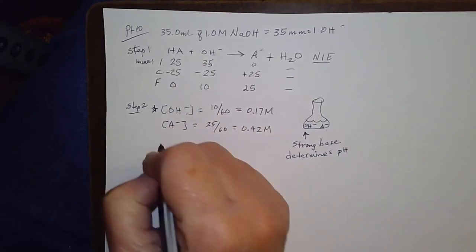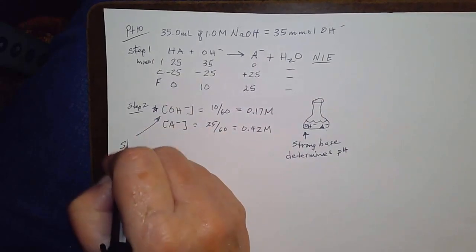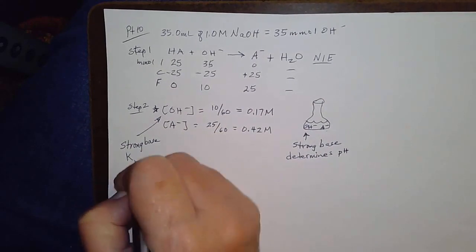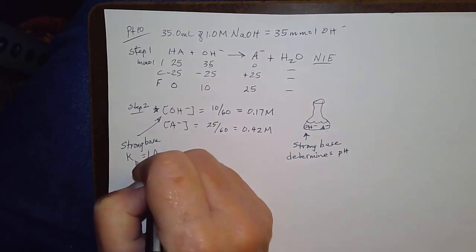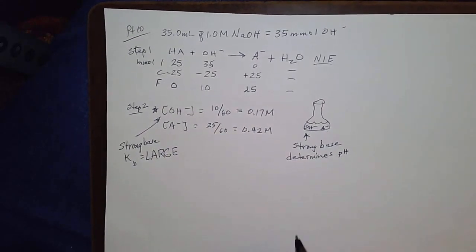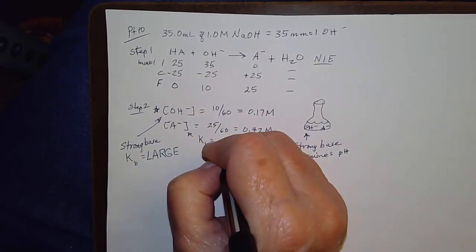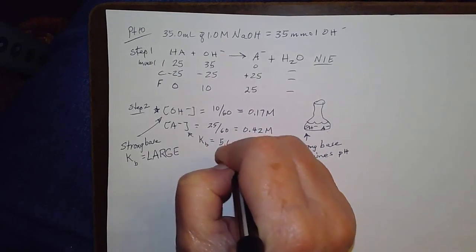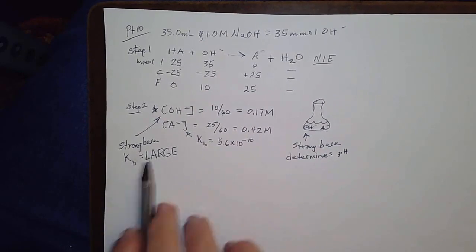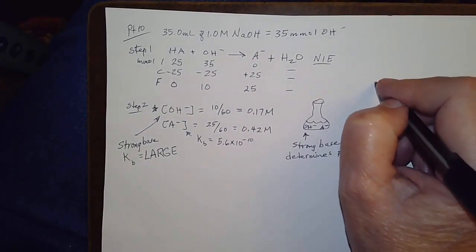So let's compare the KBs, right? This is a strong base, that's in your strong list. Strong base, KB, large. It's always going to determine the pH. What's the KB for this? Small. It was 5.6 times 10 to the minus 10. So which one is the stronger base? This one, your strong base. Okay, so that's going to determine the pH. So there is no equilibrium.